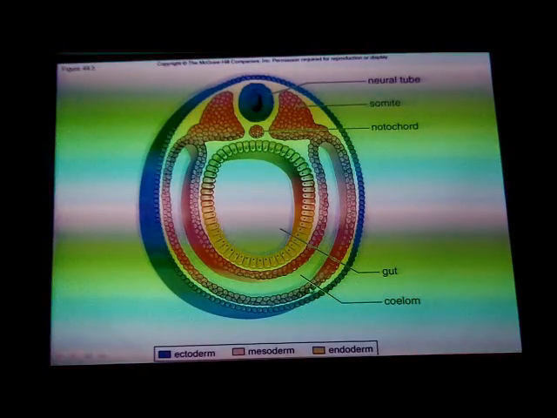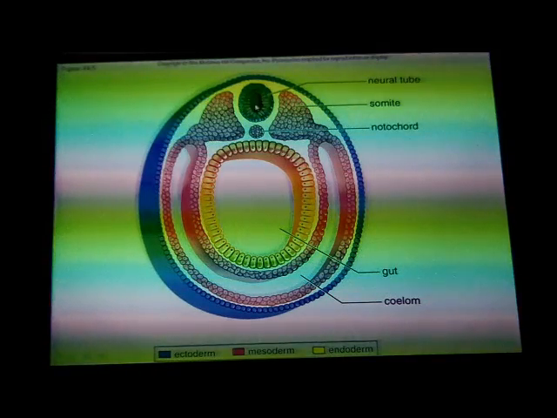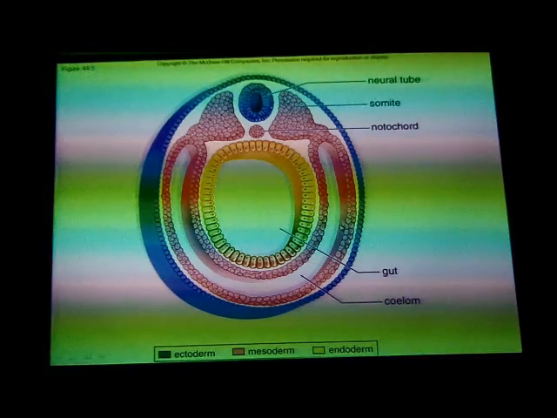We don't need to watch any of that. Look at this picture. The coelom, this is at an even later stage, and look how large the coelom has become. That big space is the coelom.